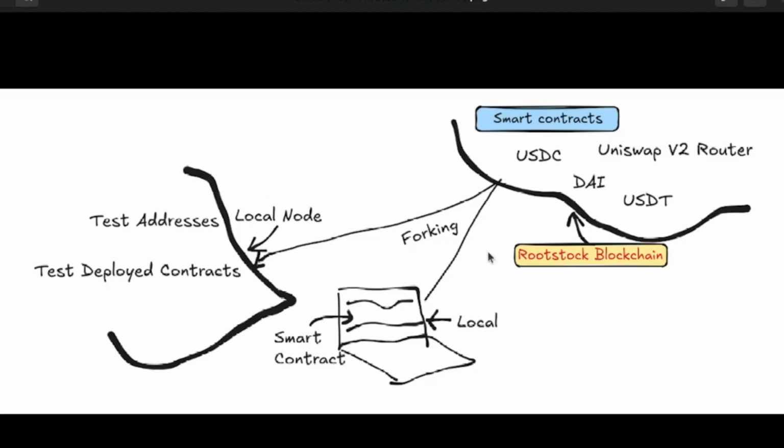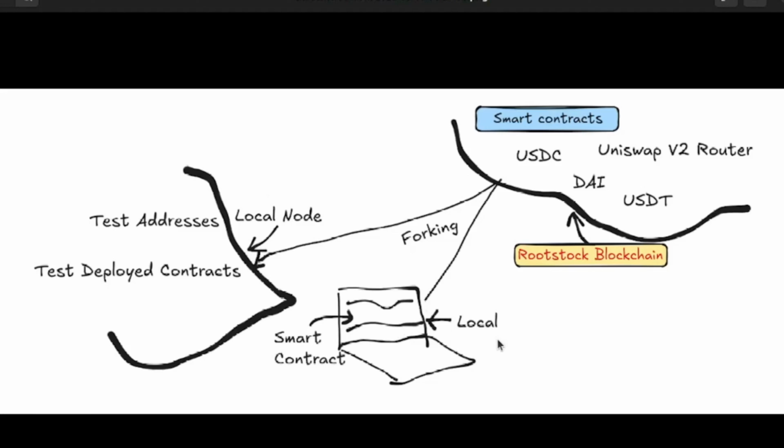Now, from this diagram here, we see the Rootstock blockchain on the right, the local node on the left, and the machine in the middle. In the Rootstock blockchain, we see smart contracts like USDC, DAI, USDT, and then the swap router. Then there is an arrow which connects the machine to the local node, which is forking. In the local node, we see test addresses and test deployed contracts. This is exactly what I've just explained.